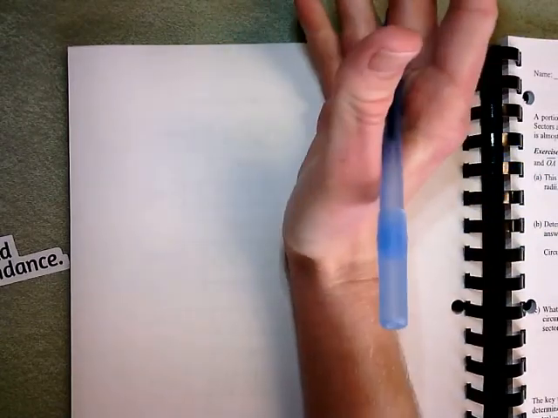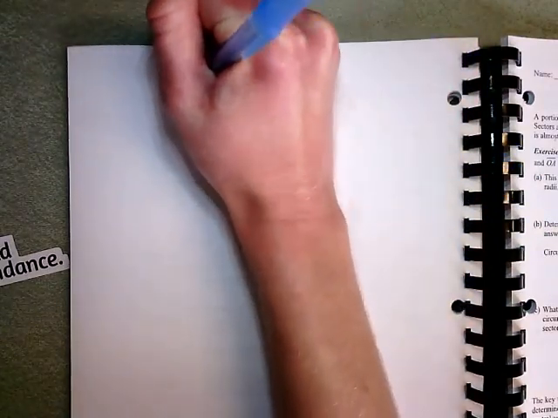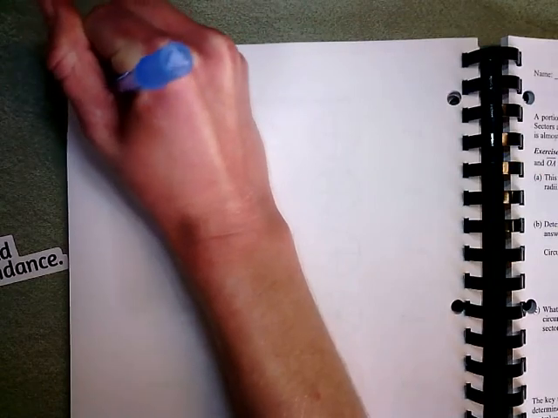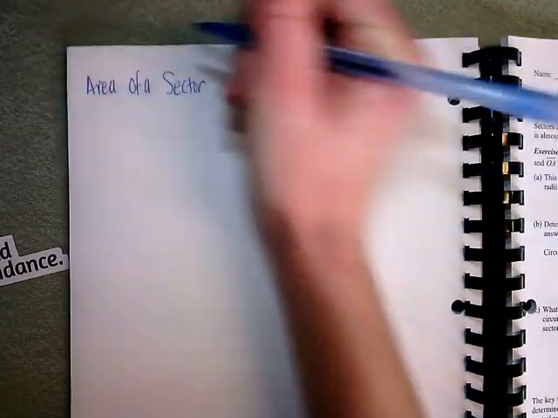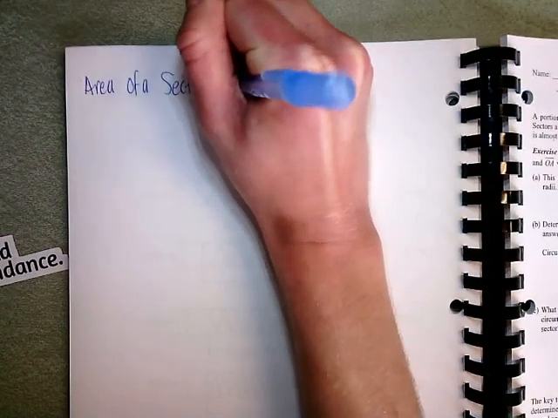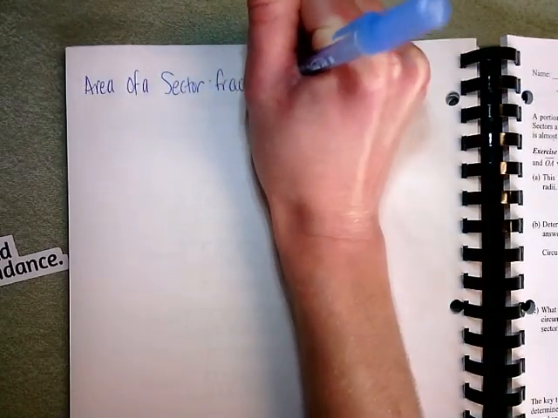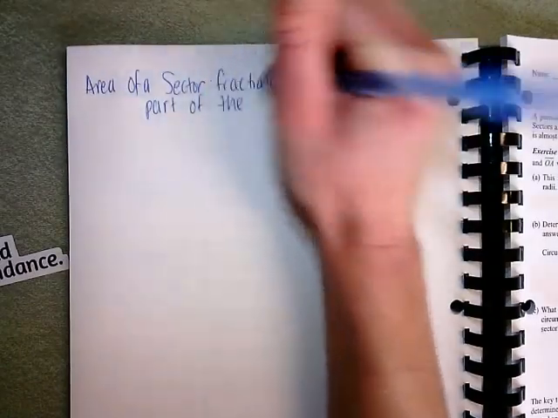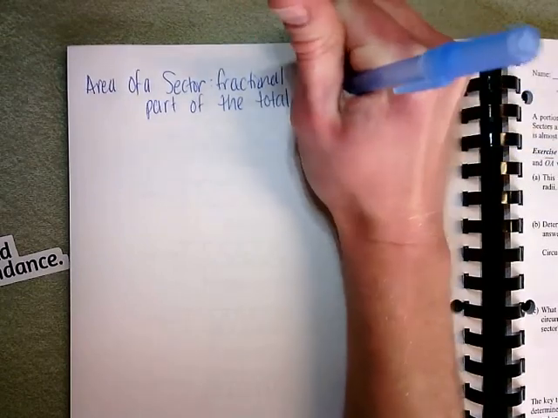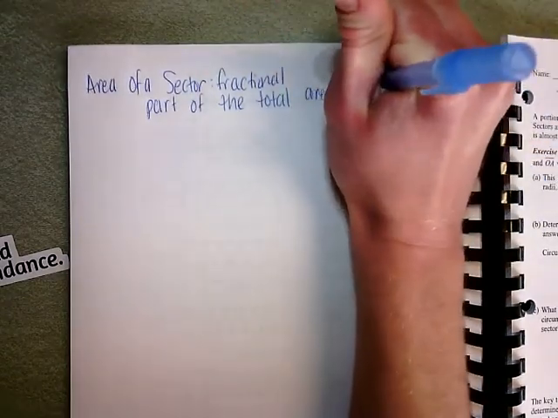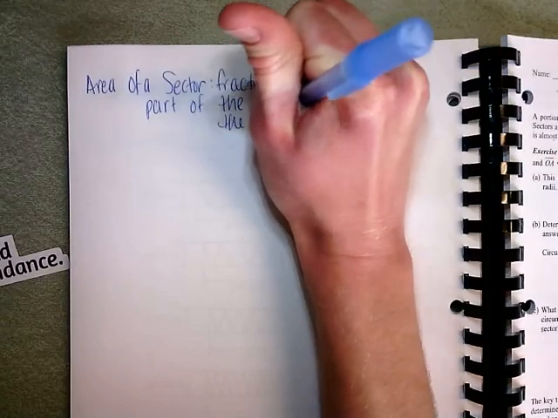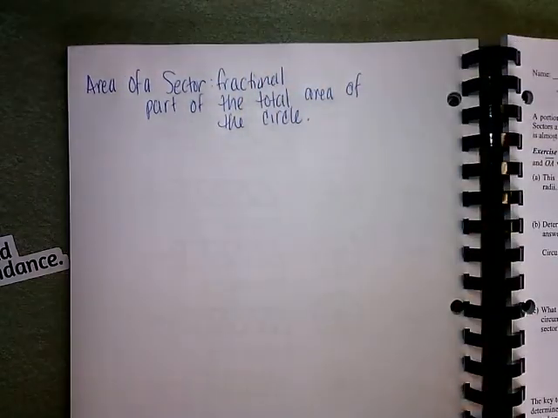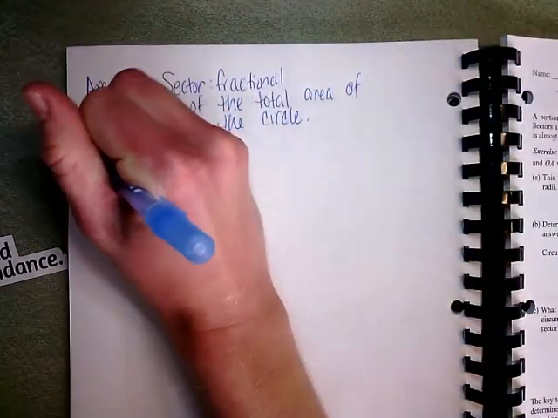Okay, now before we get into the lesson, I quickly want to talk about the more conceptual thing of a sector. Like we talked about arc length. So a sector, or the area of a sector, is what we're really going to be talking about in this lesson, is just a fractional part of the total area of the circle. Okay, so let's just kind of think about this for a second.